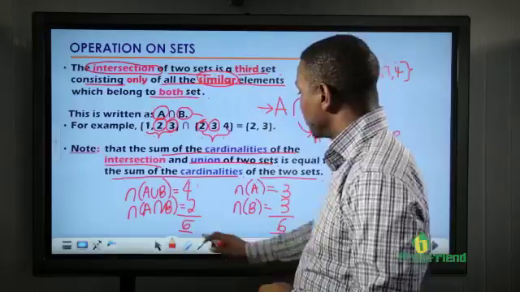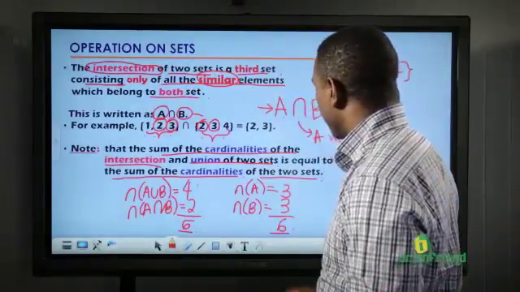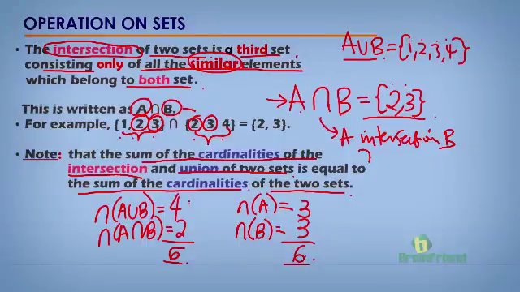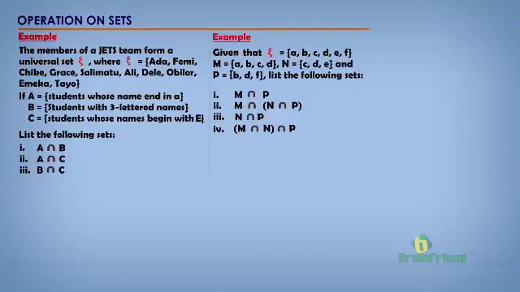So we have 6 elements and 6 elements on both sides. Therefore, our statement here is correct that the sum of the cardinalities of the intersection and union of two sets, which is 6, is equal to the sum of the cardinalities of the two sets. Let's go on. Let's take examples also to better understand the concept of intersection.